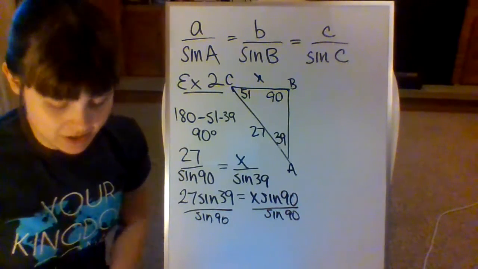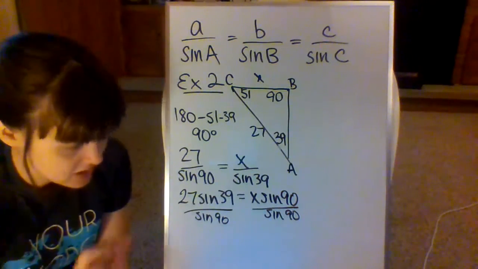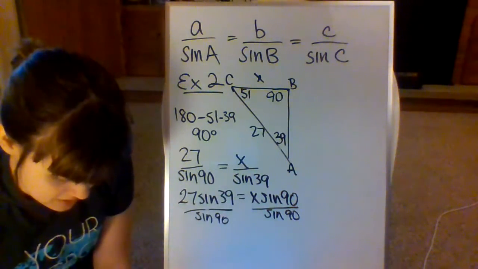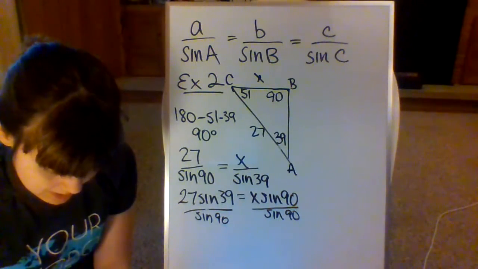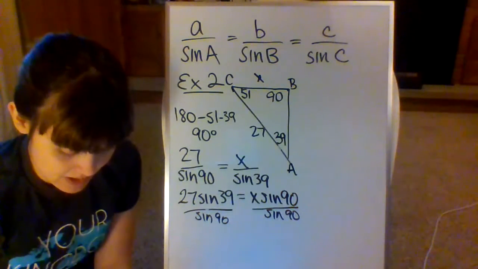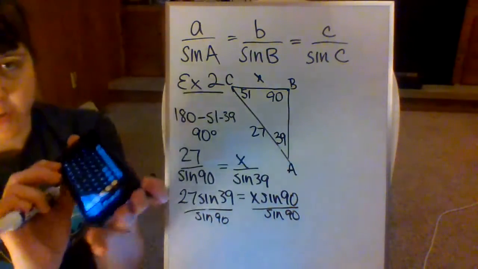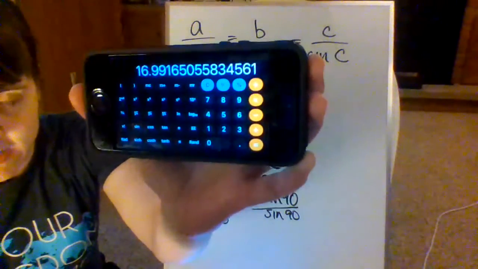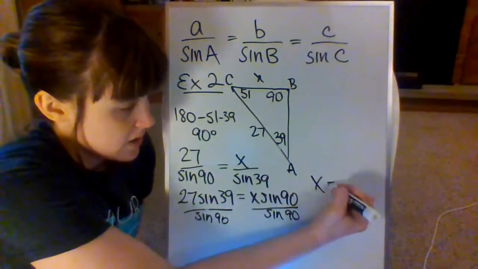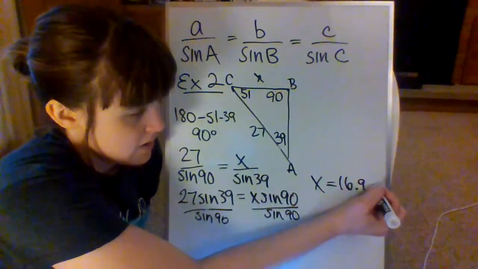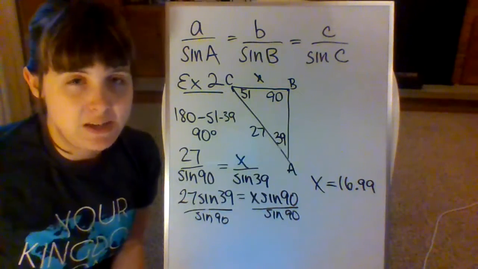Okay, so on your calculator, we're going to start with 39. So 39 sine times 27 divided by 90 sine equals. And when you do all that, you should get 16.99. Okay, so x, or side BC, is 16.99.